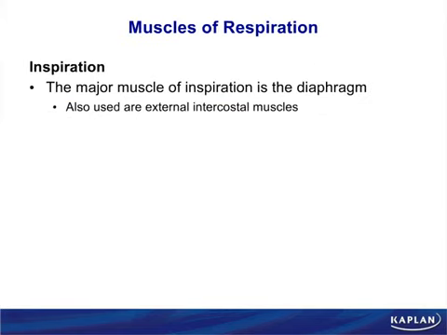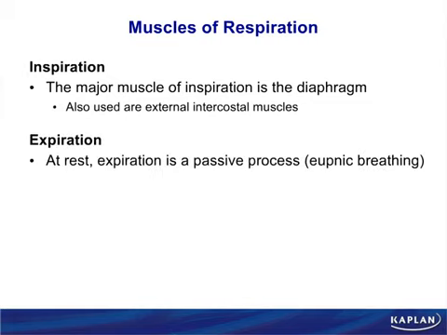Okay, now let's talk about the muscles of respiration. For inspiration, the major muscle is the diaphragm, but you also use the external intercostal muscles. When I contract the diaphragm or the external intercostals in order to breathe air in, I'm going to take the rib cage and pull it up and out. For expiration, expiration is a passive process, particularly if you're breathing quietly, which is what eupnic breathing means, just quiet breathing. So you don't need any muscular work.